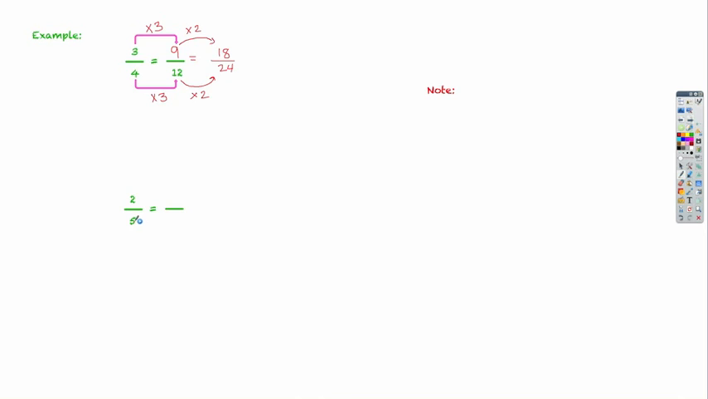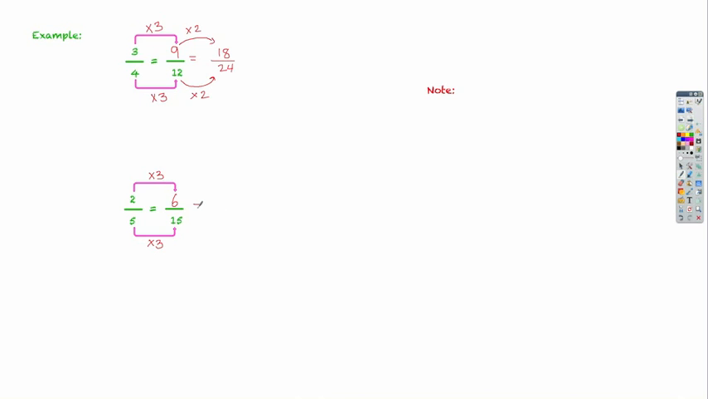So let's have a look at the next example. We've got 2/5, and I want my answer to be something over 15. So 5 times what gives me 15, it's going to be multiplied by 3. So then I need to times the top number by 3 as well. So 2 times 3 gives me 6. So 2/5 is the same as 6/15.